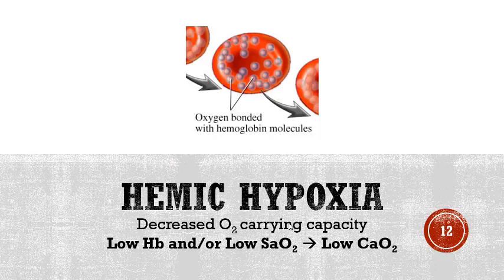For hemic hypoxia, this is a different component. So let's say you're diffusing oxygen from your lungs into your bloodstream just fine, but when it gets into your bloodstream, there's no hemoglobin to pick it up. Or there's hemoglobin, but for some reason they can't get full of passengers, okay? Or the hemoglobin are filled with other passengers. This is hemic hypoxia. So it really has to do with your hemoglobin and the ability to carry oxygen.